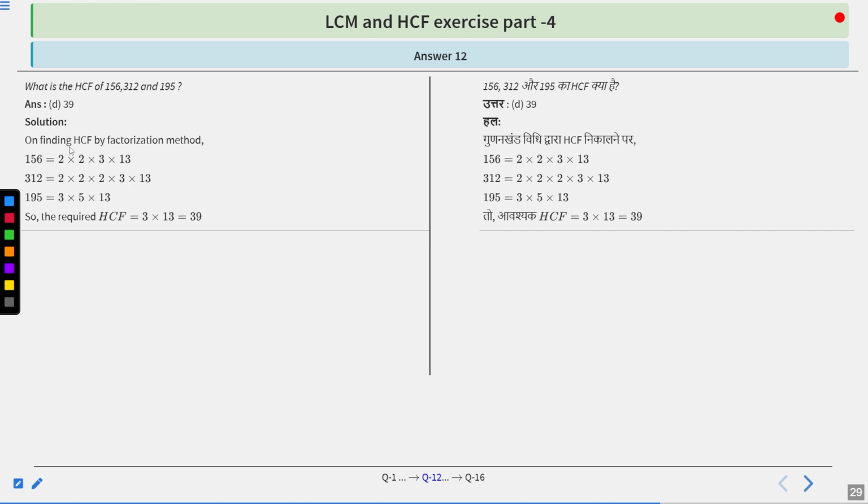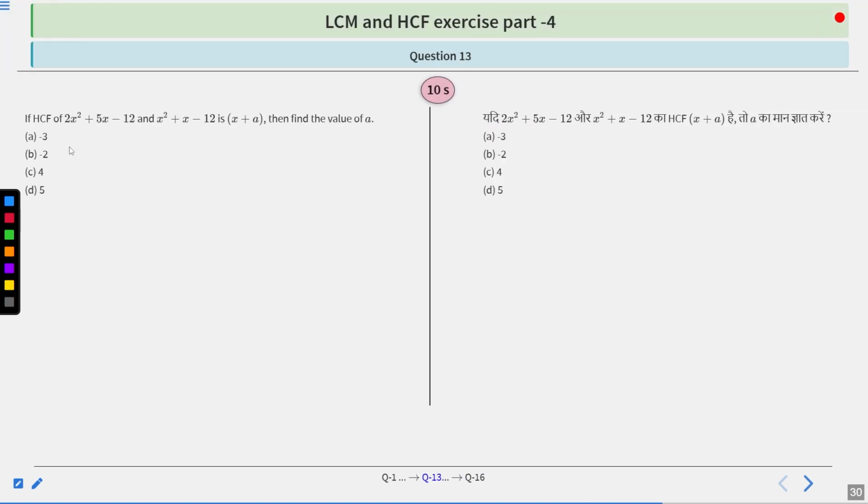Now to find the HCF, we are going to look for the common numbers in factors of all the three numbers. So 2 is present here in factors of 156. 2 is also present in factors of 312, but 2 is not present in the factors of 195. That means 2 can't be taken into consideration while calculating the HCF. But 3 is present in factors of 156, 312, and 195 also, and the minimum power is 1. So 3 is taken. 13 is present in factors of 156, 312, and 195, and minimum power is 1. So 3 into 13, that is 39, is the HCF. Option number D is the correct answer.